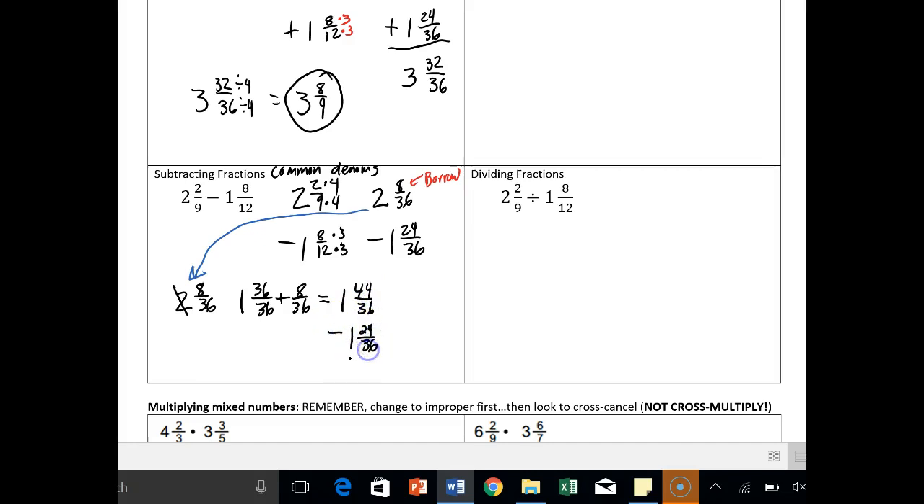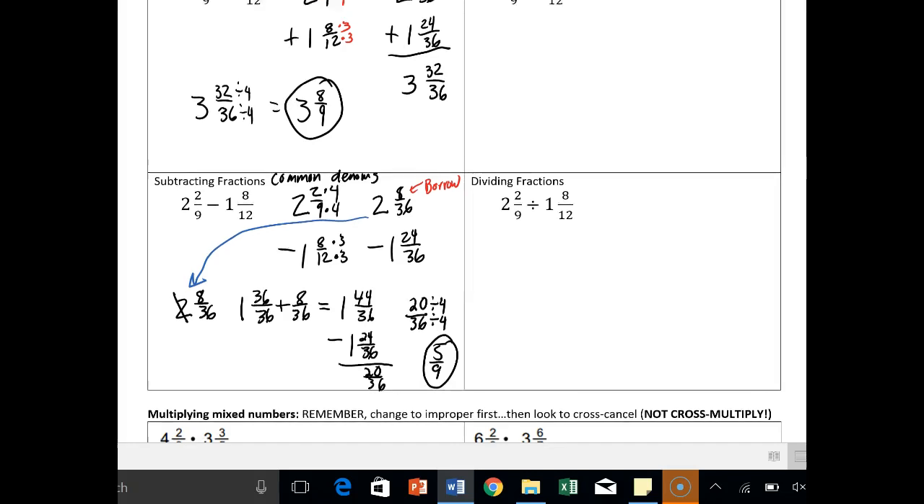And now I can actually subtract, right? So 44 minus 24 gives you 20 over 36. And 1 minus 1 is 0. So our answer looks like it's 20 over 36, but we have to simplify, divide by 4. And I get 5 over 9. All right, so those were just adding and subtracting fractions, which we have totally done before. Borrowing, all that stuff. So you know how to do it.